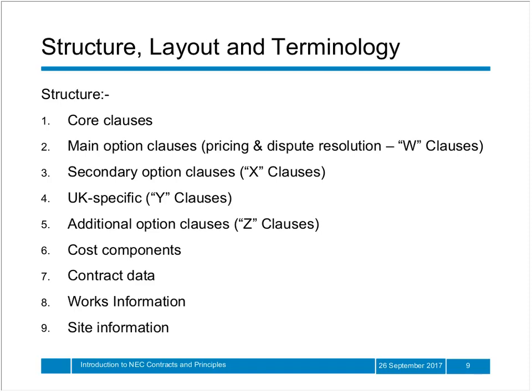The main option clauses also provide for a dispute resolution route, and these are known as W clauses. There are different W clause options depending on whether or not the project falls under the Housing Grants, Construction and Regeneration Act 1996 in respect of the adjudication provisions. But whether the project does or does not fall under that Act, under the W options, the dispute can be referred from adjudication onward to a tribunal, being arbitration or court.